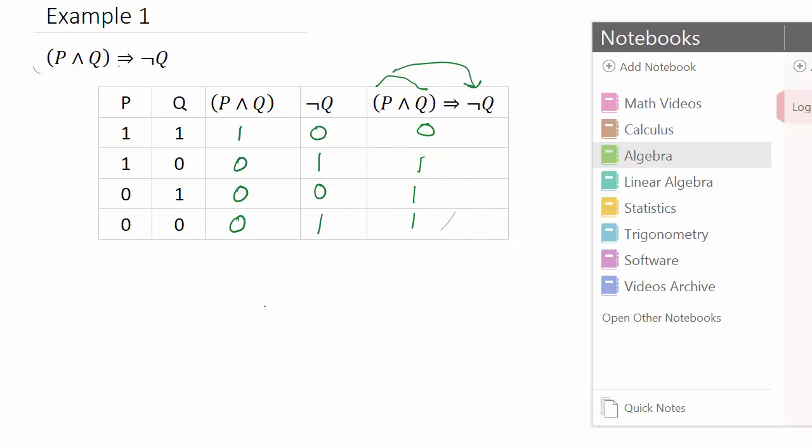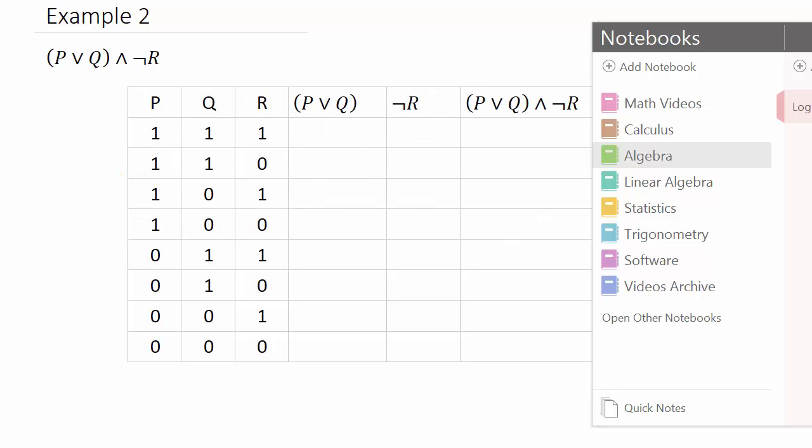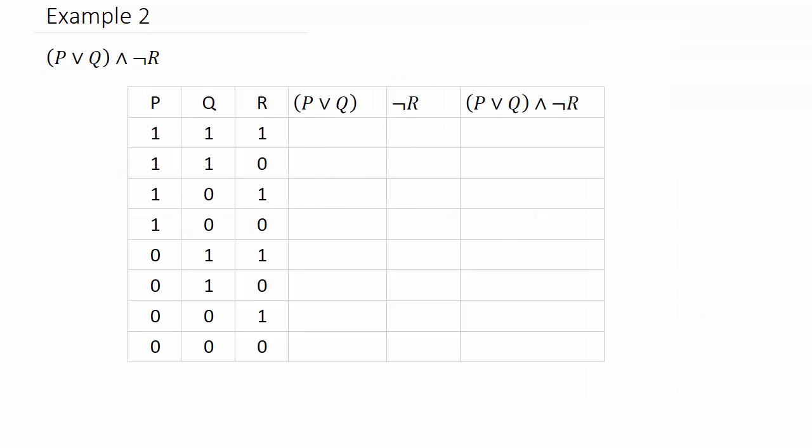Alright, let's look at another example. Here we have P or Q and not R. So I have my three statements, P, Q, and R. And these are all the different possibilities that we could have. Like I said, this would probably be given to you.